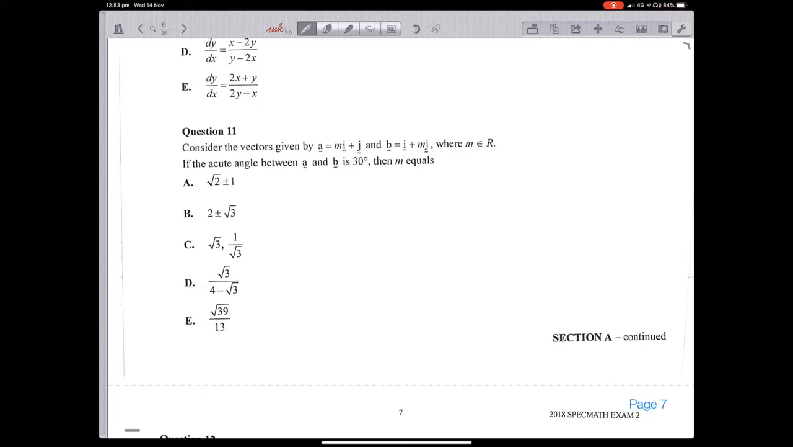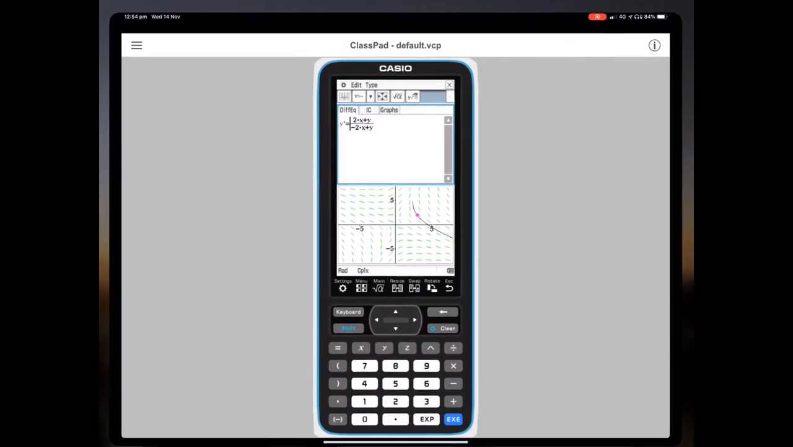Okay, consider the vectors A = mi + j, B = i + mj. So mod A is square root of m squared plus 1. Mod B is square root of m squared plus 1. A dot B is m plus m, so it's 2m. And then our angle between is cos theta, so 2m on m squared plus 1, because we multiply these together, equals cos of theta, which is cos of 30, root 3 on 2. So 2x on x squared plus 1 equals root 3 on 2.